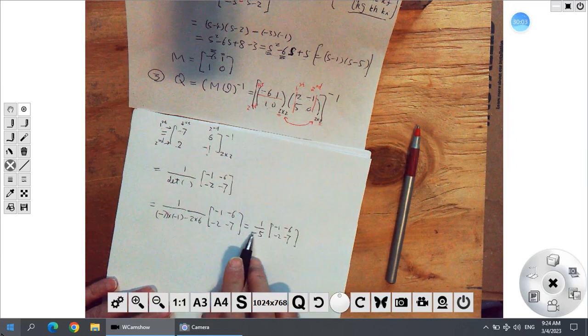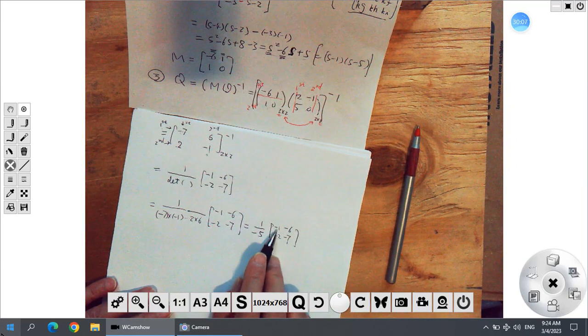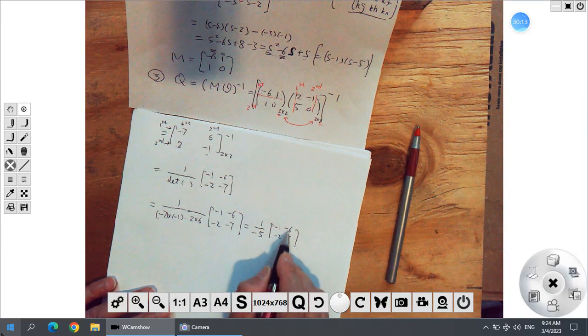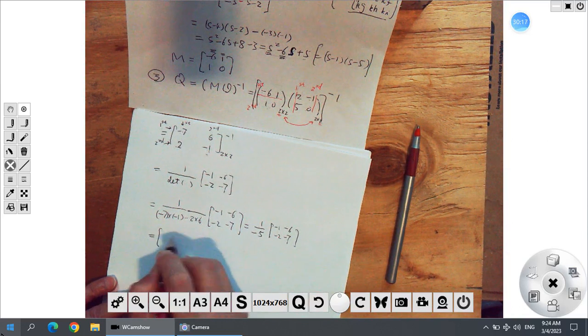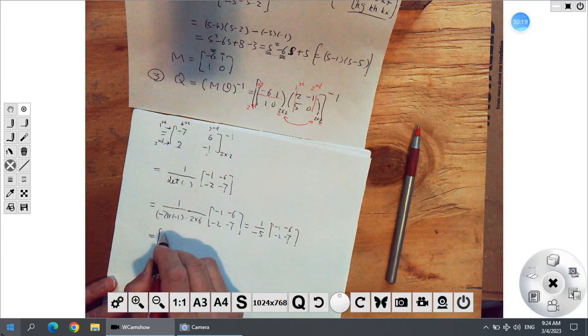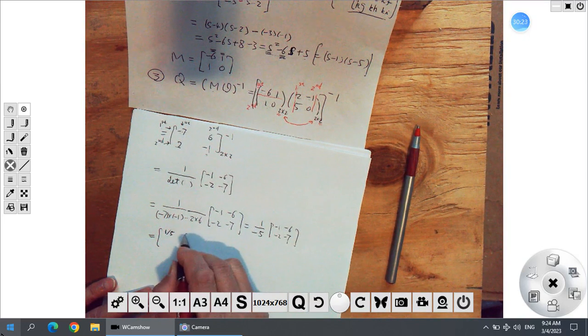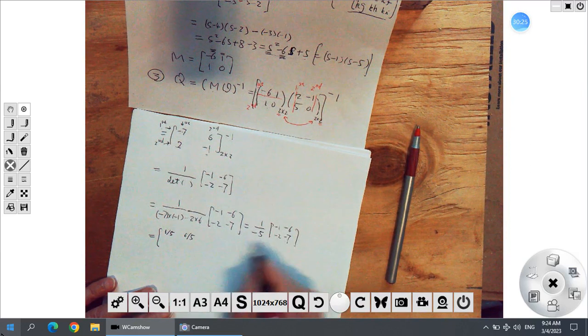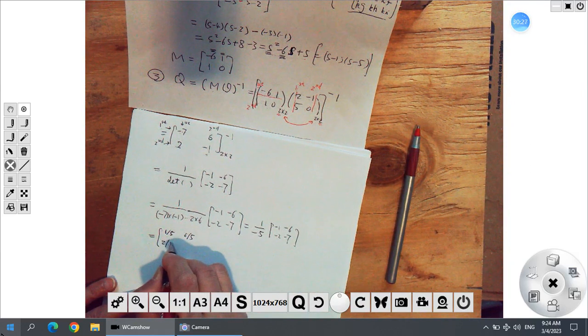Then you multiply 1 over -5 inside to all the elements. This is a number times a matrix. You just multiply this number on each element, element by element. So this is just 1 by 5. I write it this way: 1 by 5. This is 6 by 5. 2 over 5 and 7 over 5.